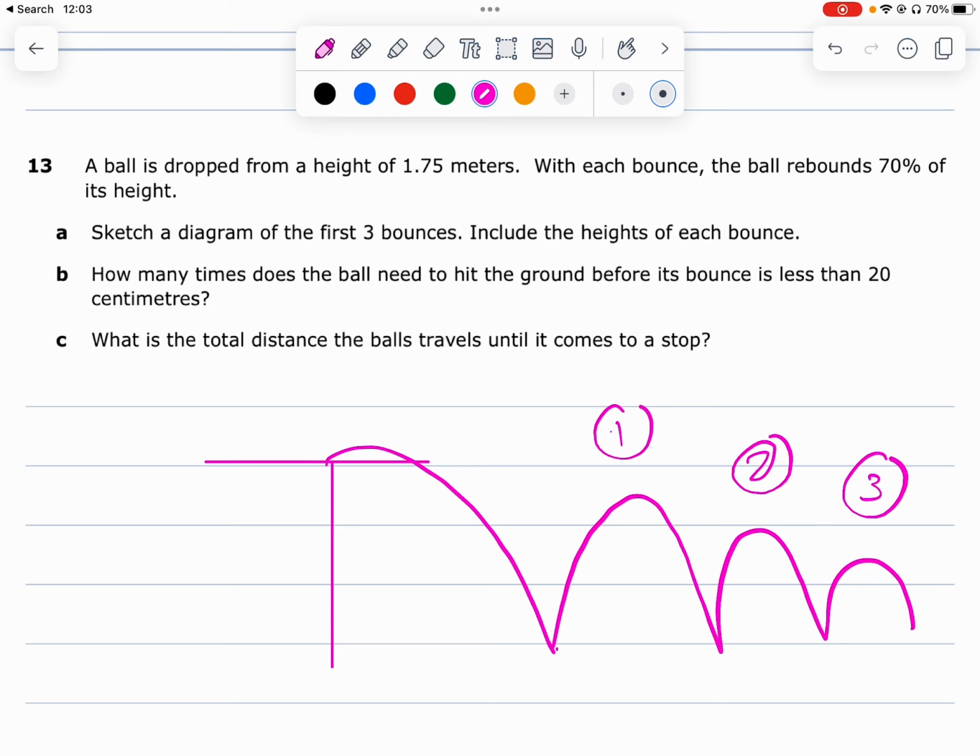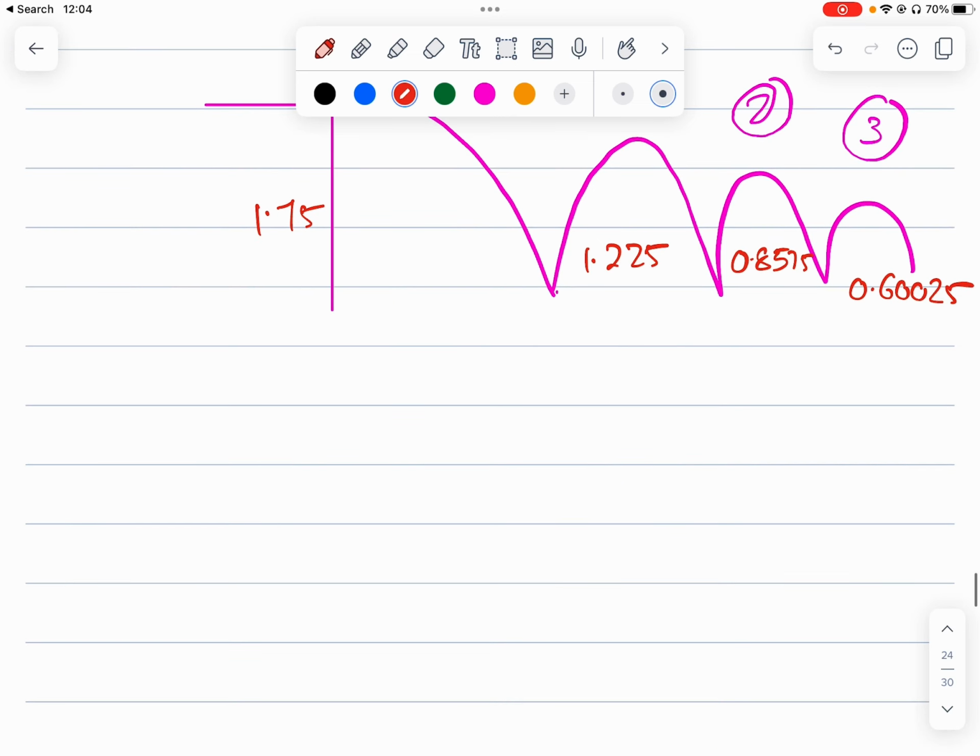So we have to find out the height of each bounce. So this one was 1.75. 70% of 1.75 will be nothing but what? 1.225 and 0.8575. Next, we can do 0.8575 times 0.7, which is 0.60025. So how many times does the ball need to hit the ground before the bounce is less than 20?